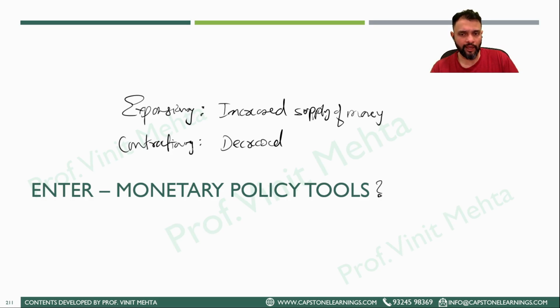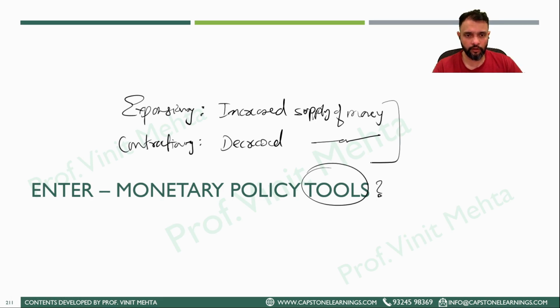My question is, how do they achieve this? What do they do so that the supply of money increases? What do they do so that the supply of money decreases? They use these tools. So what are these tools which increase or decrease it? Am I clear in asking the question?